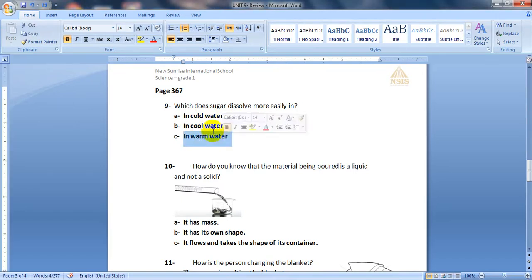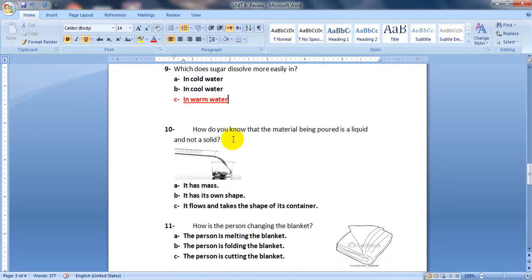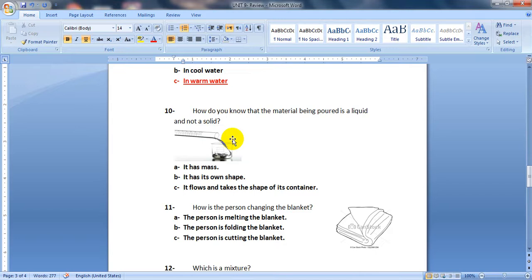As we said, it will dissolve easily in warm or hot water, like when your mom is making any hot drink, tea, coffee, or any hot drink. The next one, number 10. How do you know that the material being poured in a liquid is a liquid and not a solid? The material which is poured here, how do you know that it is a liquid, not solid?